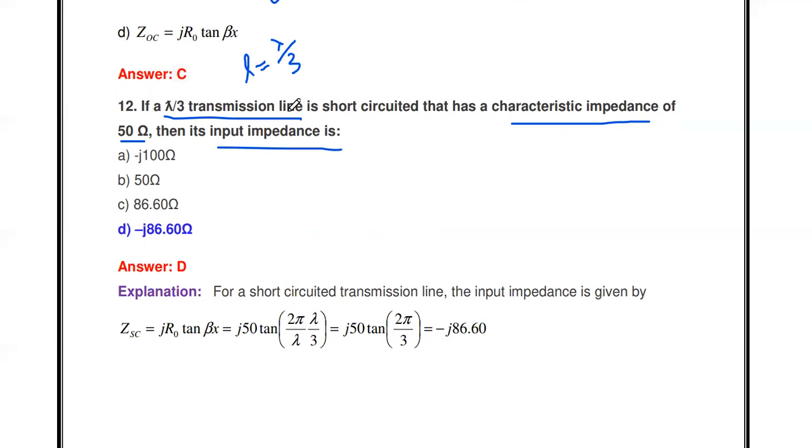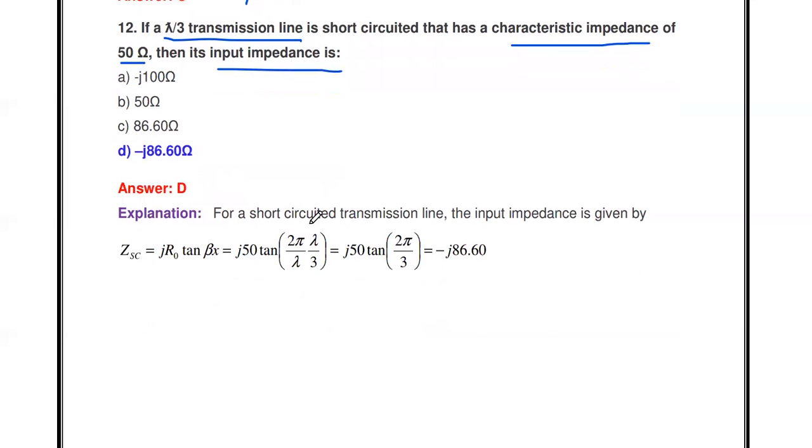So the question is that we have to find input impedance. Okay, so already for a short circuited transmission line, what is the input impedance? The input impedance is Z_SC equal to jR0 tan βx. Here the R0 value is given. R0 is the characteristic impedance, 50 ohms, and the tan βx.